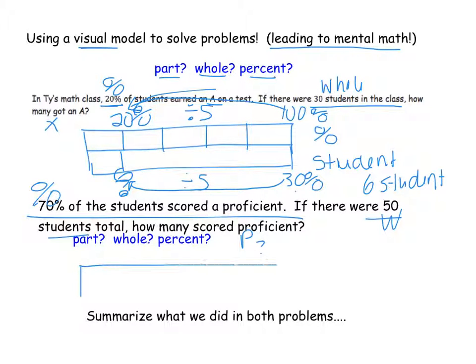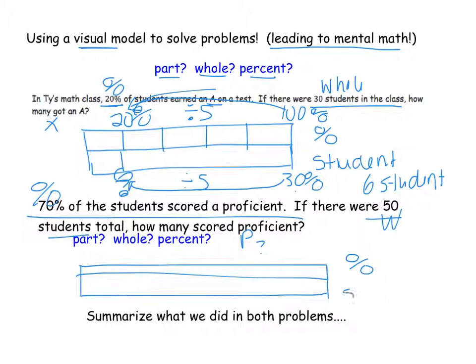So I'm going to draw a double tape diagram, and this is going to be my percent, and this is going to be the students. So we had 100%, and that was 50 students, and we're trying to figure out 70%. So here, it's not going to be as easy, so we're trying to figure out this.